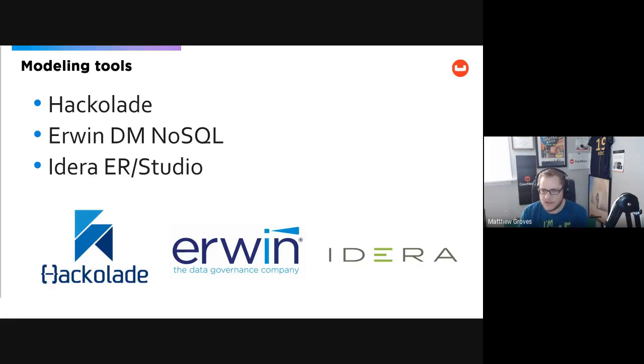Hackolade is one that I believe supports Firebase and Firestore. It also supports Mongo, Elastic, Cassandra, and Couchbase, which is why I know about it. Erwin supports Mongo and Couchbase, I don't think any of the other ones support Firebase, and I think Idera just supports Mongo for now. If you have these tools at your current enterprise, you might already have licenses. If you're using other modeling tools, those might support it as well.